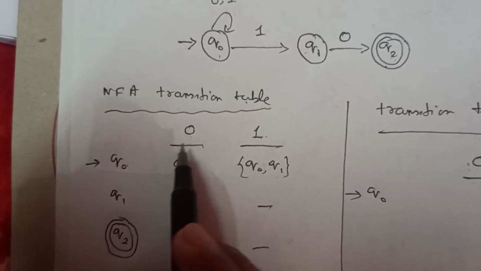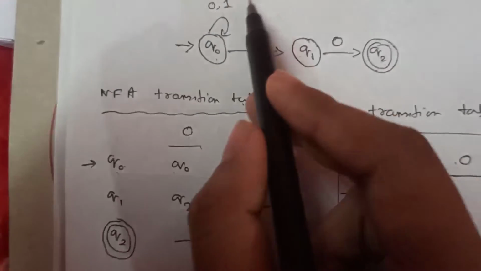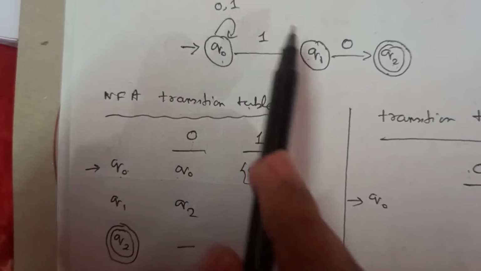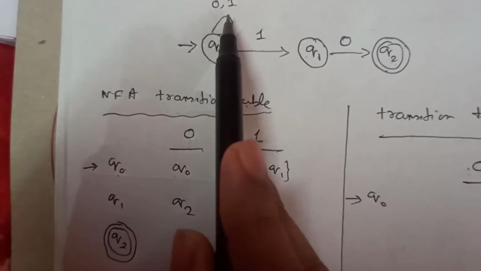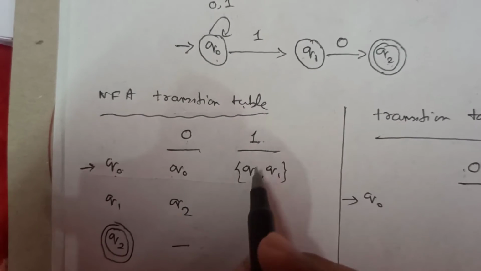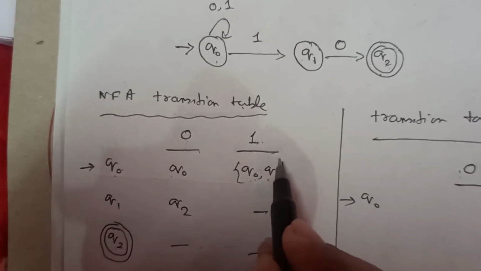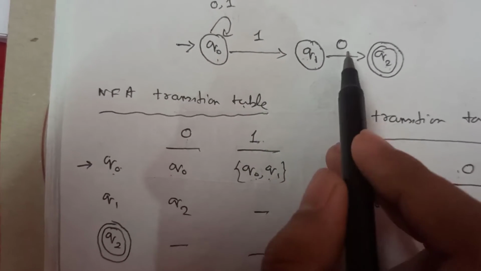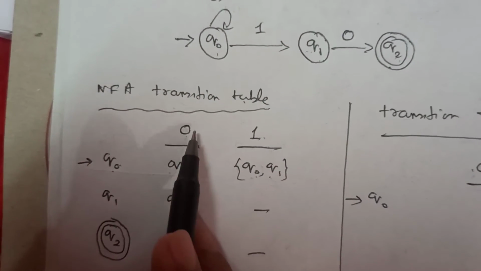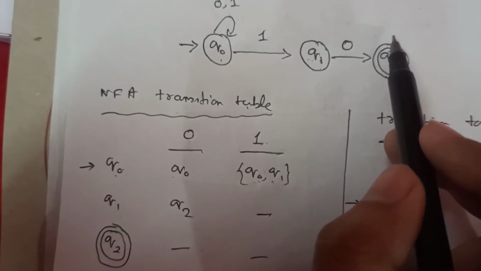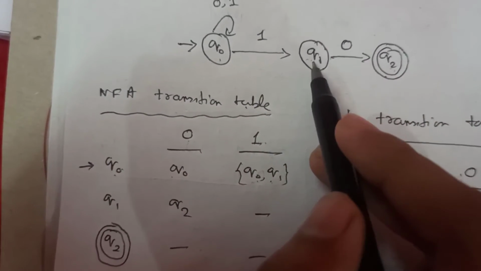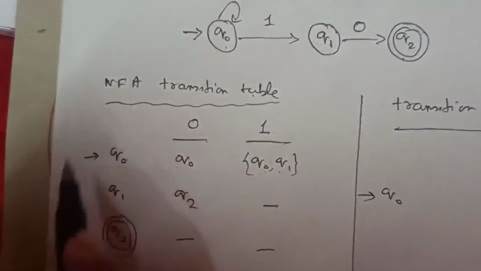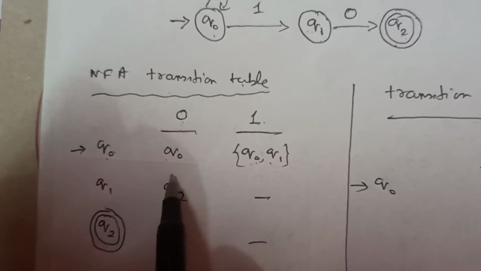So for 0 input, Q0 remains in Q0 as it is in the self loop, and for 1 input there are two states the Q0 can go. It can remain in Q0 or it can go to Q1. So I have written those two states as comma and as a set. So now let's check for Q1. For Q1 it goes to Q2 if the input is 0 and the transition for input 1 is not mentioned, and for Q2 there are no transition mentioned. So now this is the transition table of the NFA.